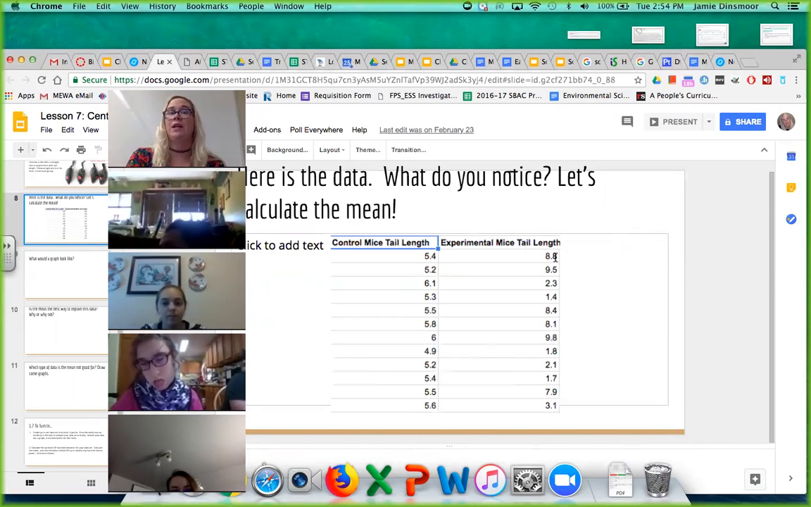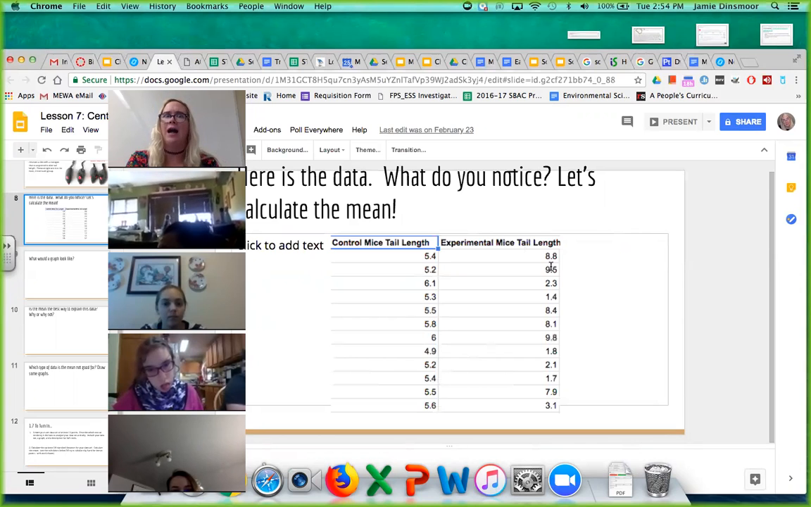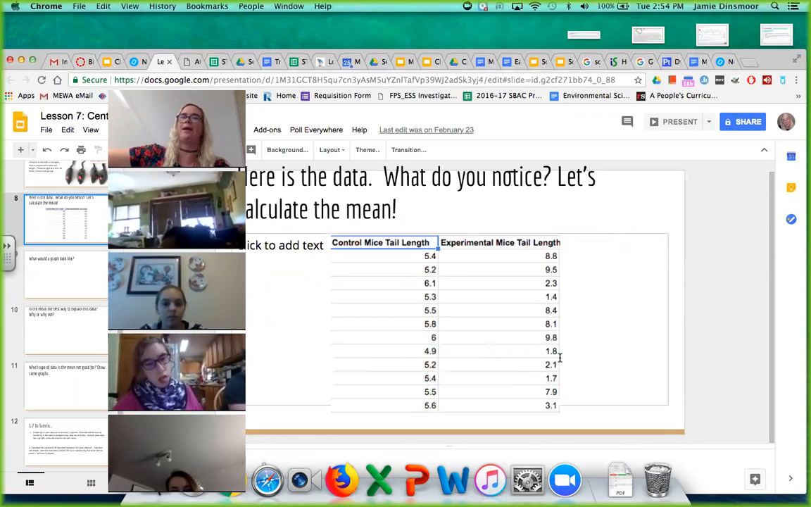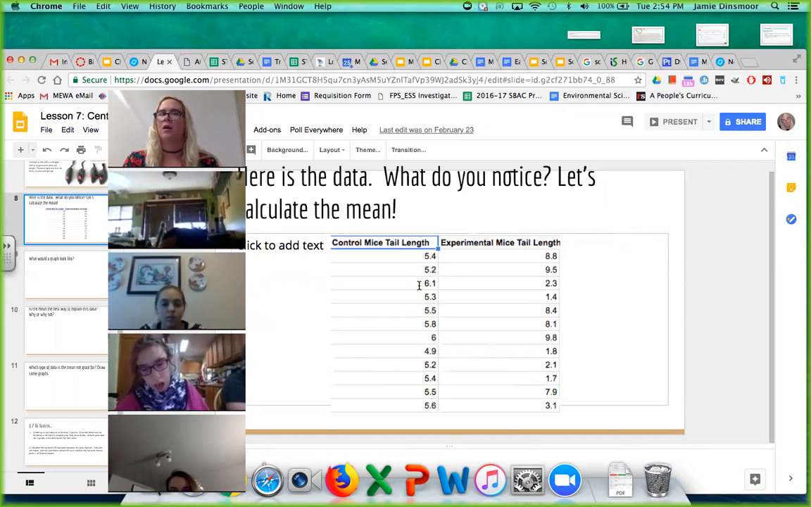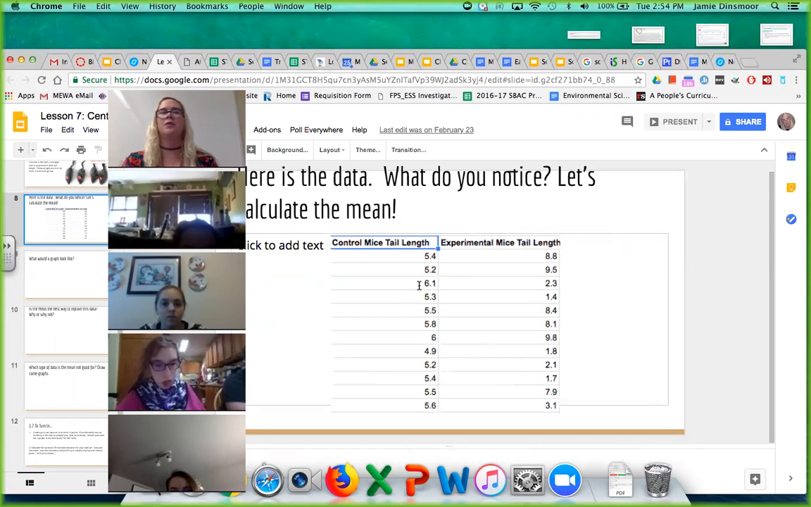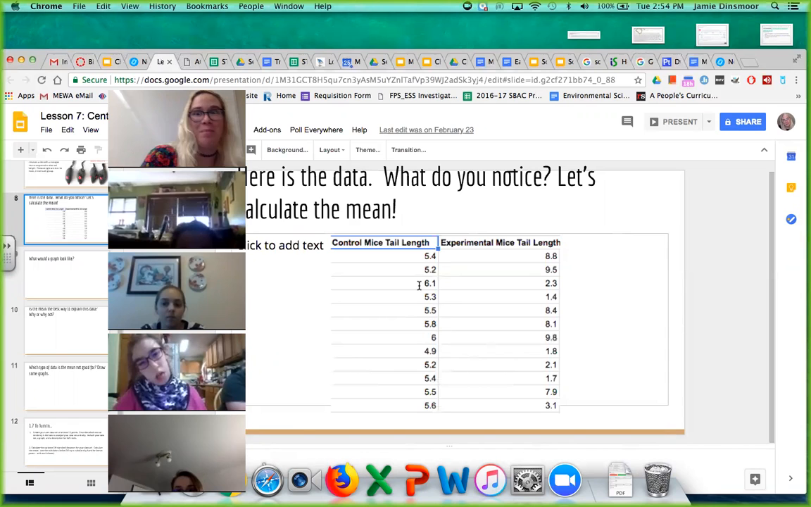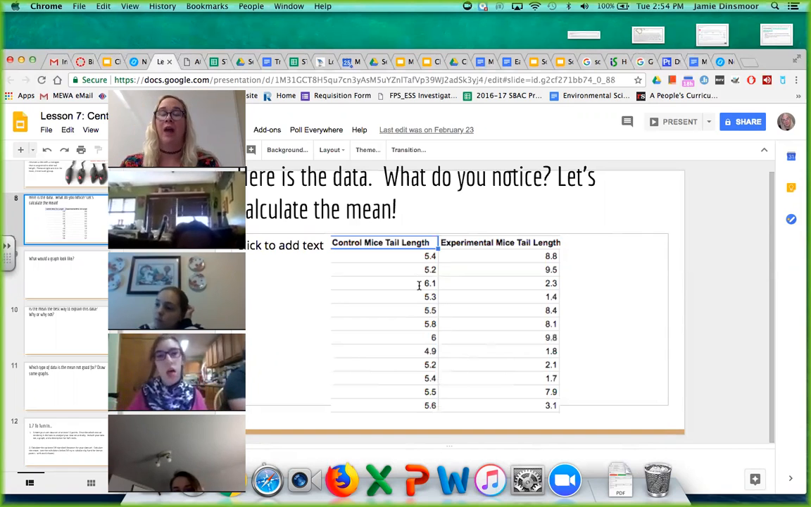Excellent. So we're seeing tails of 8.8, 9.5, 1.8. We're seeing a huge range here. Tiny tails and super long tails. Whereas in our control mice, they're all kind of the same. 5.4, 6.1, 5.8, right? They're all kind of similar. So in this case, is the mean telling us something here? It's not, right? It's telling us that it has the same average, but the numbers are not at all the same. So if you had reported, yeah, there's no effect, that would be wrong, right? There is clearly some kind of an effect.